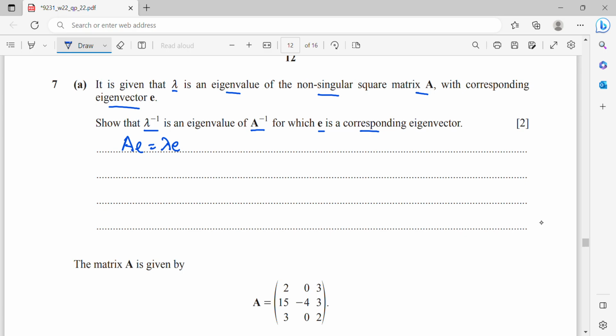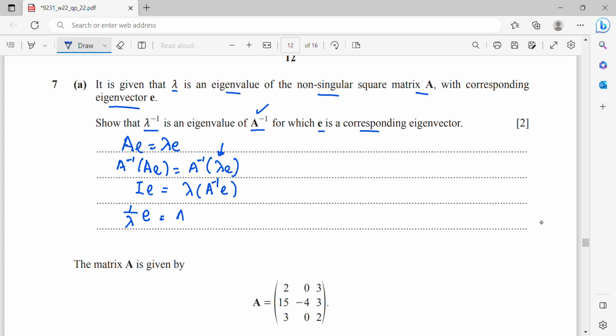So in order to get A inverse, we will multiply A inverse on both sides. A inverse A is I, so on the left side, you'll be getting IE. And on the right hand side, A inverse is a matrix, lambda is a constant, and E is a vector, so we can factorize the lambda, and you will be getting lambda bracket A inverse E. Now, IE is E. Okay, so the lambda on the right hand side can be moved to the left hand side because 1 over lambda.